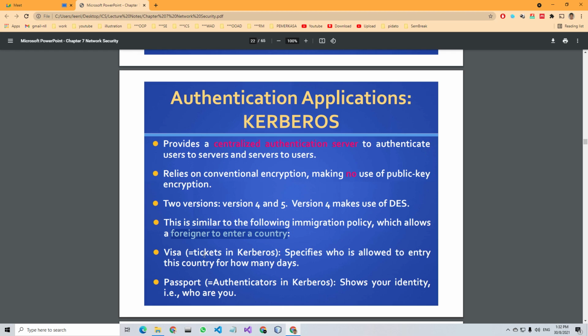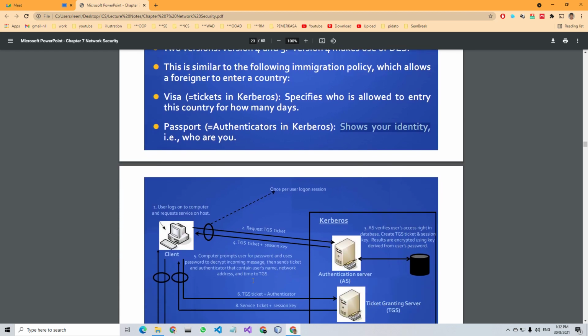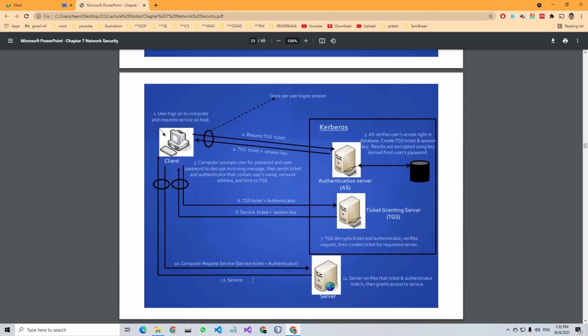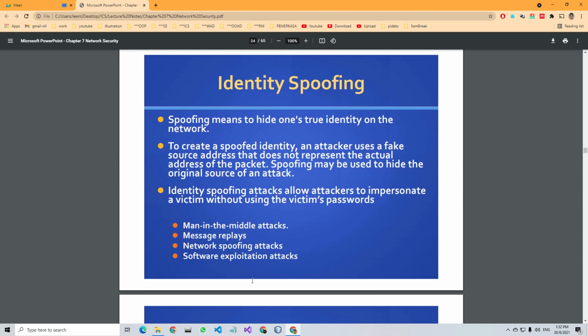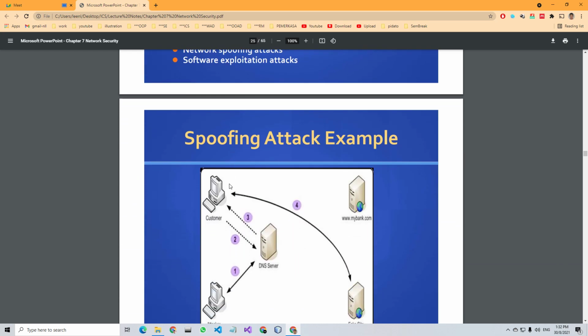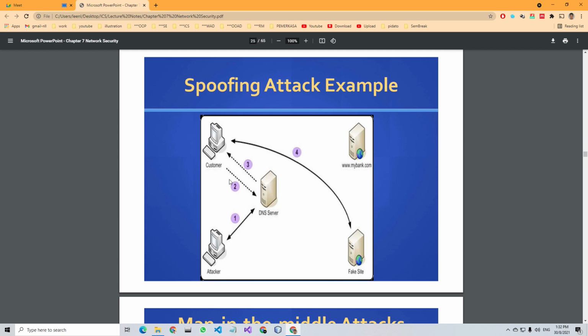Identity spoofing: hiding one's true identity on the network. To spoof an identity, the attacker might use a fake source address that does not represent the actual address of the packet. Spoofing may be used to hide the original source of the attacker. So this one is clear, yeah? They might hide where they come from. We can look at an example here, a spoofing attack example.